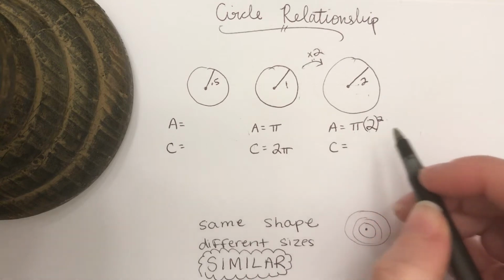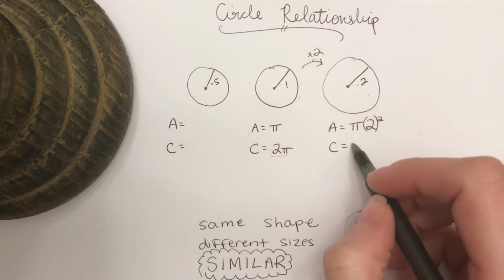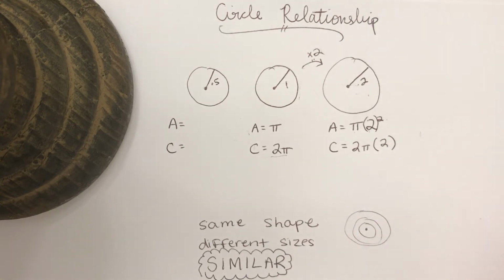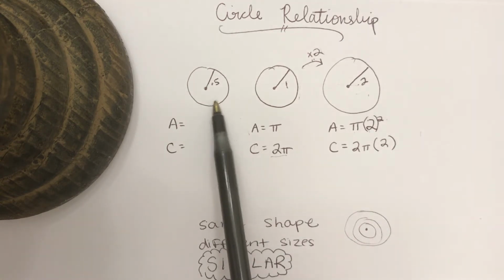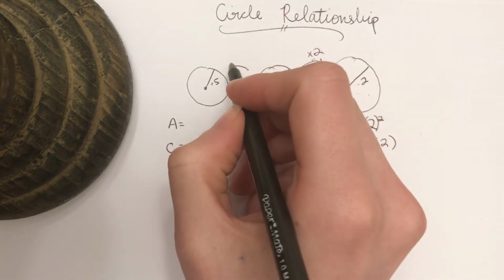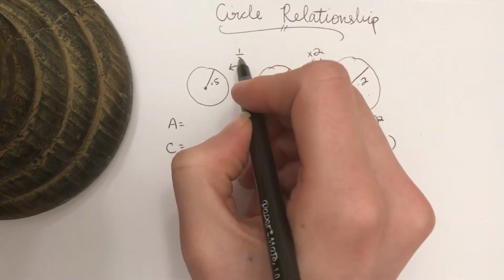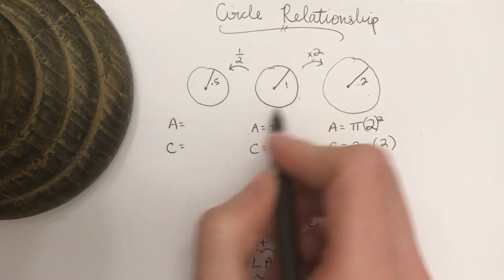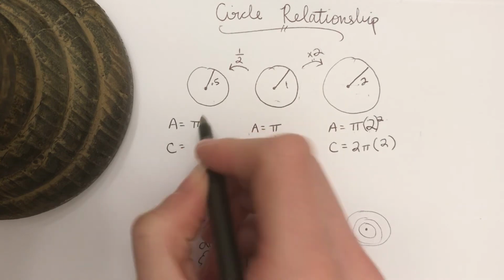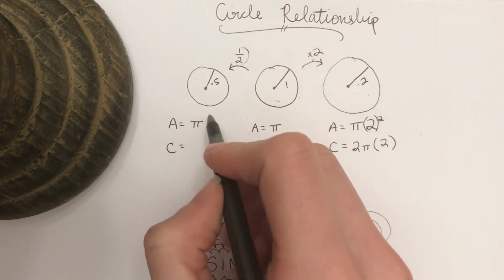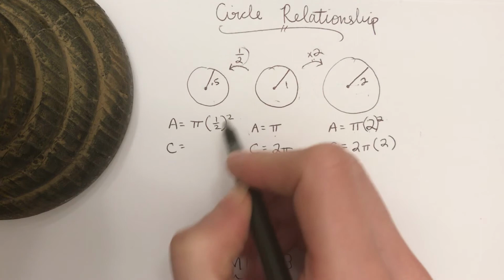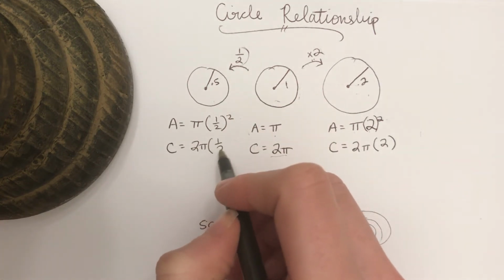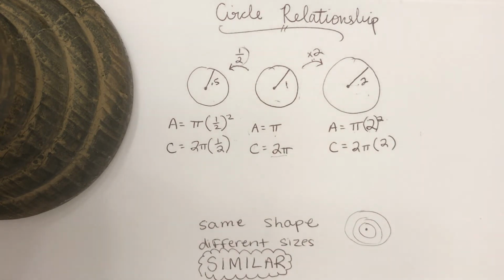So that's why we take this 2 pi and just multiply it by the radius, which in this case is just 2. Going the other direction, it works the same way. So for here, our multiple would be 1/2. So we are halving that circle. So again, if the original area of this one here was pi, we need to multiply it by the scale factor squared. And then for the circumference, we're going to take 2 pi and just multiply it by the scale factor. We do not need to square it for circumference.